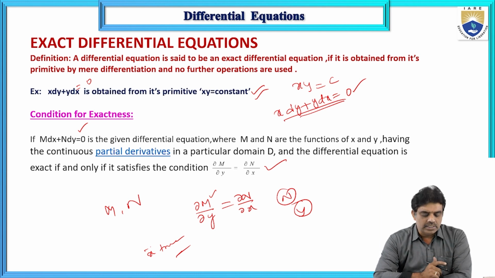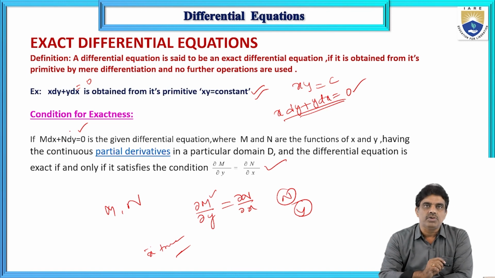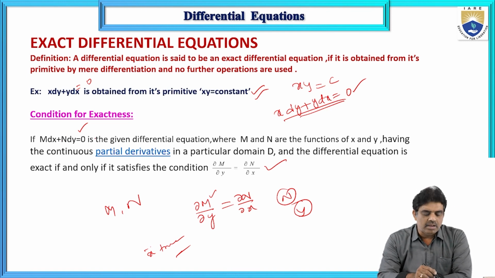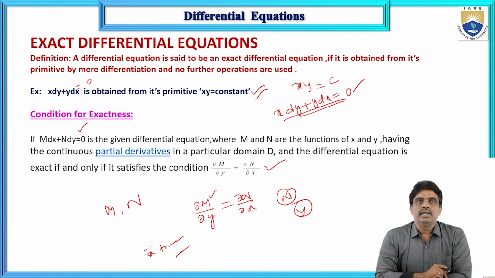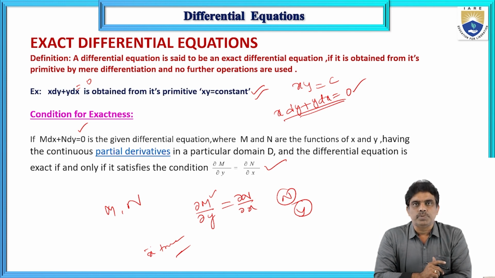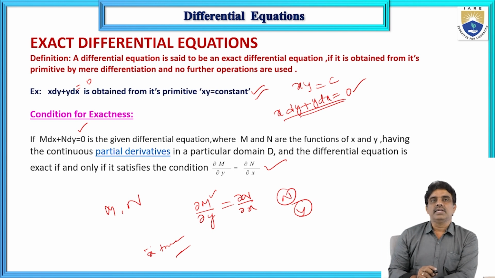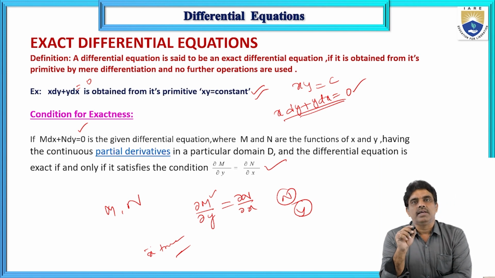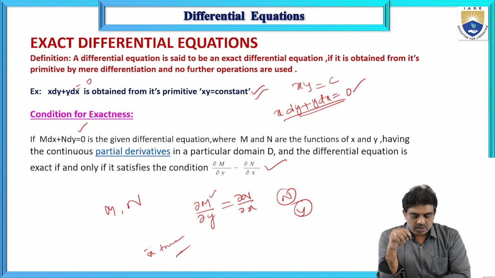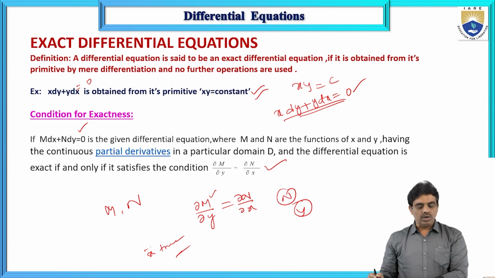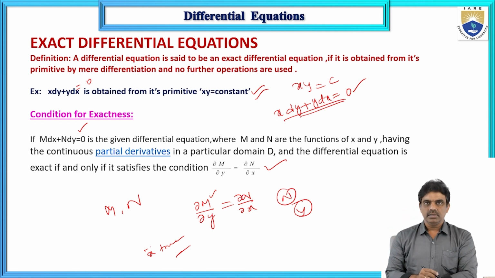If the given equation is in the notation m dx plus n dy is equal to 0, where m and n are functions of x and y, and m and n have continuous partial derivatives in the particular domain D, then the differential equation is said to be exact if and only if dou m by dou y is equal to dou n by dou x. How to find dou m by dou y, I will show in the example.